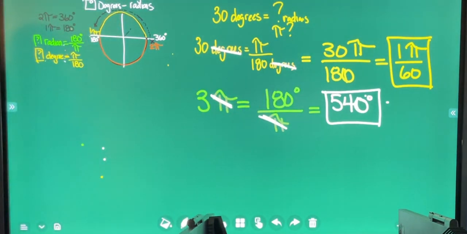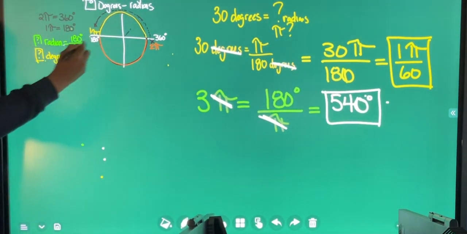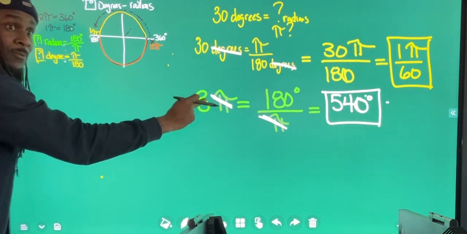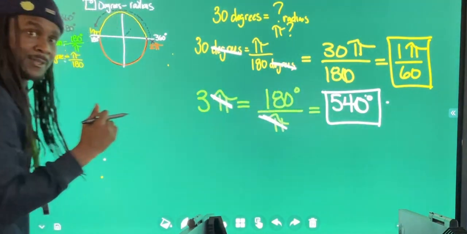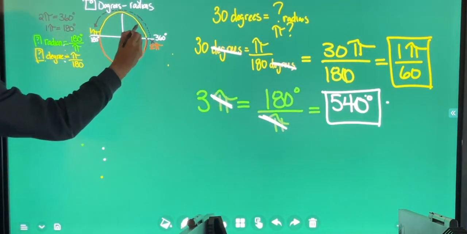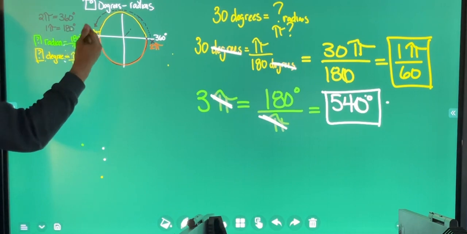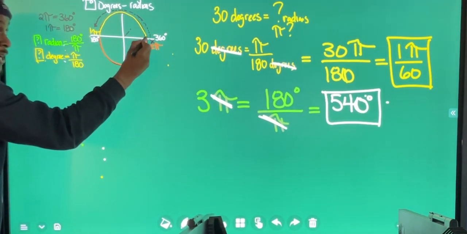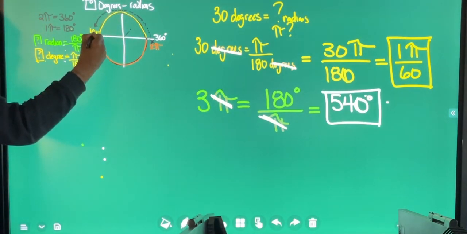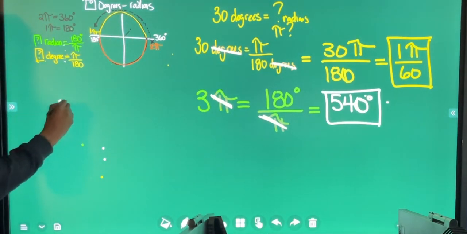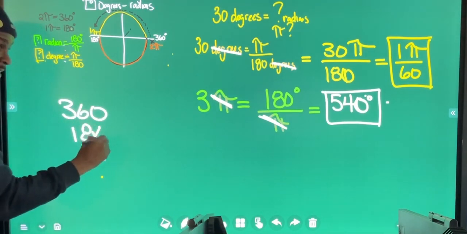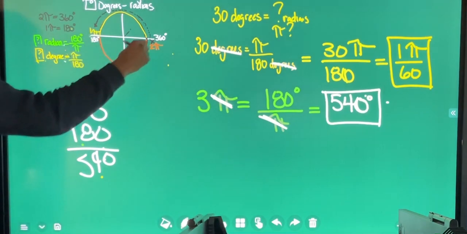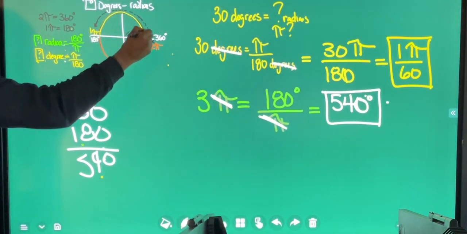Think about it. Go back to your circle, right? I want y'all to see it. 3 radians is 540. If 1 radian is from here to here, that's 180. 2 radians is from here to here, that's a perfect circle. Then the 3rd radian will have to come back here. So that's 360 plus another 180, and that's how we get our 540.